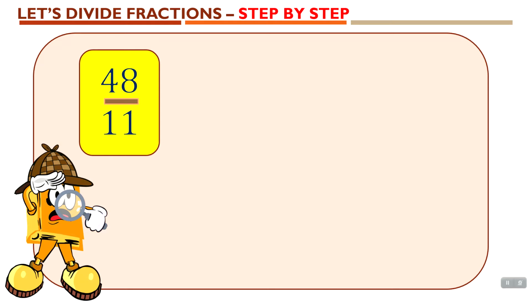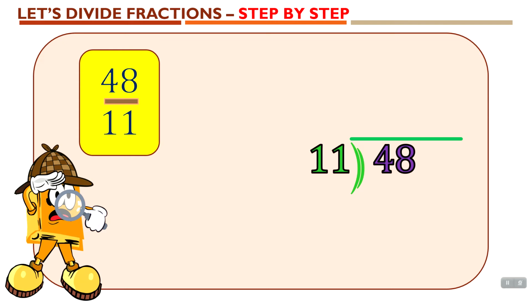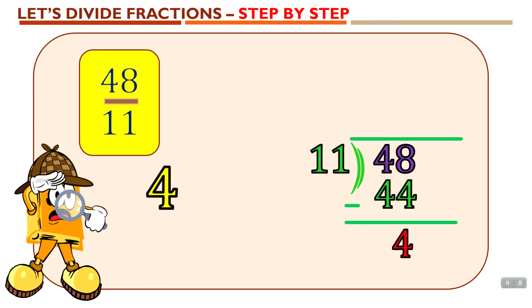And one more example, 48 over 11. 48 over 11 is an improper fraction. We can divide 48 by 11, and we know that 11 into 48 goes 4 times. 4 times 11 is 44. 48 take away 44 is 4. And our answer is 4 and 4 over 11. 4 and 4 over 11 is now a mixed fraction.